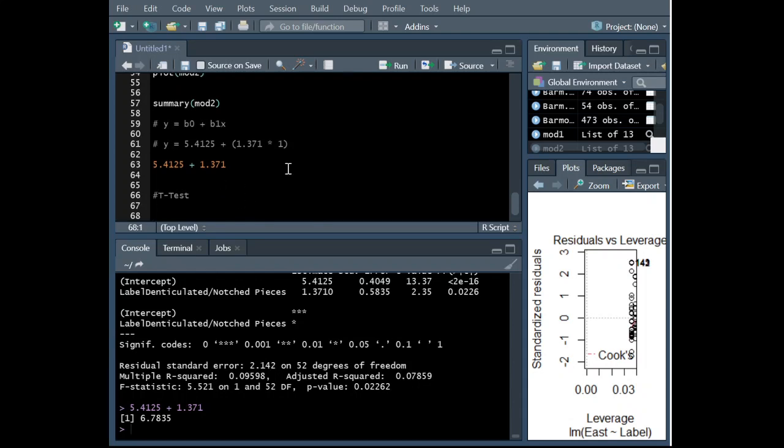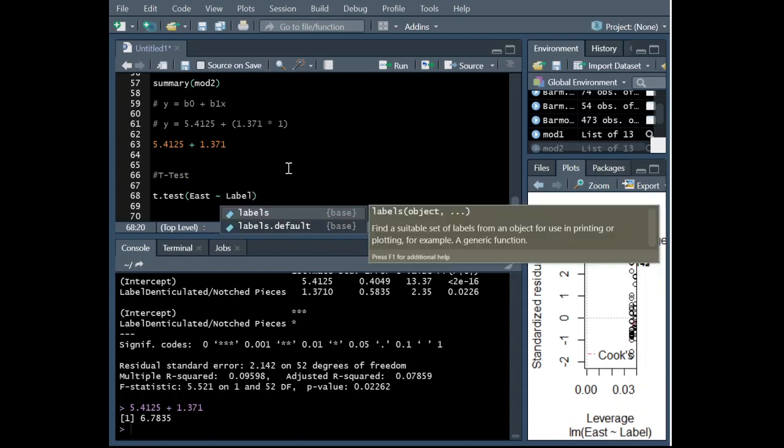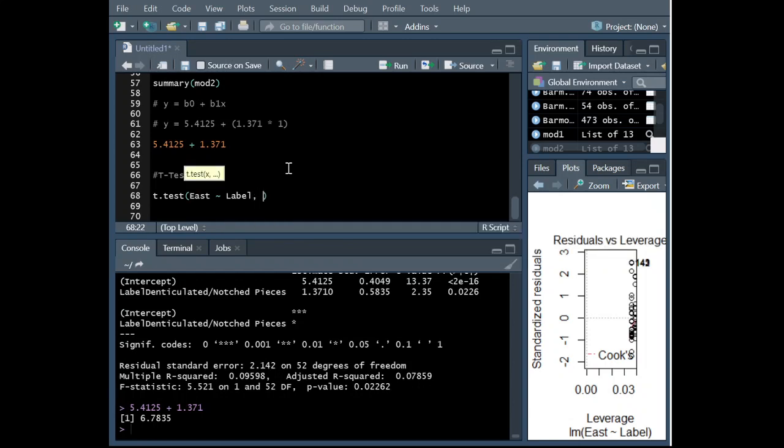If you don't want to go through that whole process of building a formal linear model and interpreting that way, there is a t-test function in R that you can use. If you type t.test, you can inspect the help file for that. Here we're going to run east as a function of label. So the easting coordinates is a function of the label. We've got the flake axes and the denticulated and notched pieces. I'm going to say data is equal to barm data sub 2. And here we're going to specify that the variance is equal between the two different groups, var.equal equals T, that argument there.